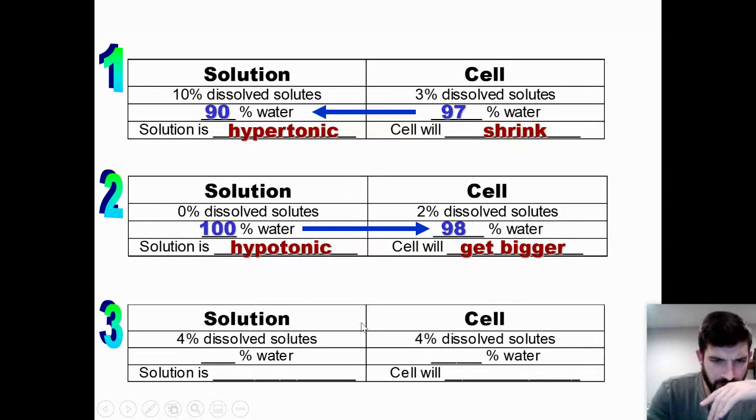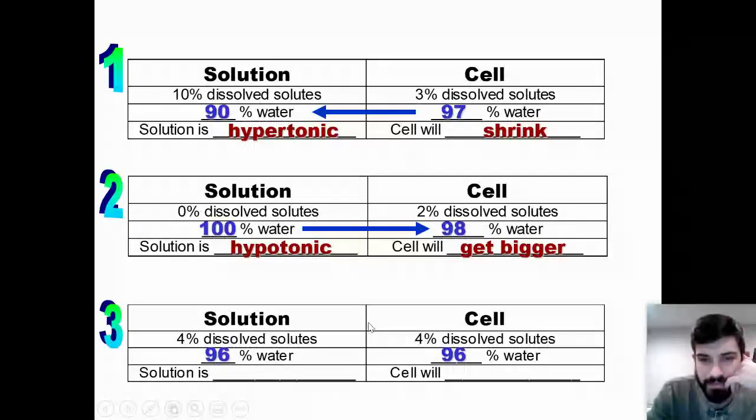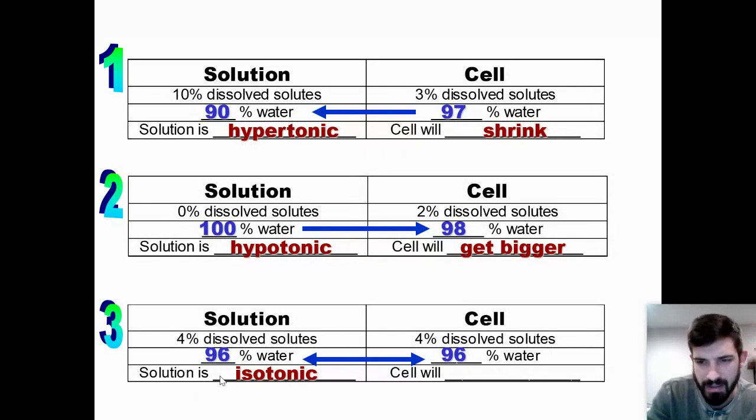Okay, last one. Looks like the solution and the cell both have 4% of dissolved solutes, so they're both going to have what percentage of water? Hopefully you got it, 96%. That makes this solution, it's the last one, isotonic. I'm not going to make questions on this because it's the last one. Obviously, it's isotonic. Okay, so the cell is going to stay the same.